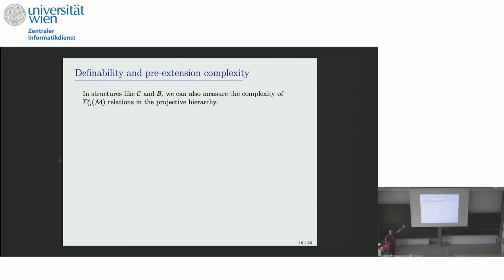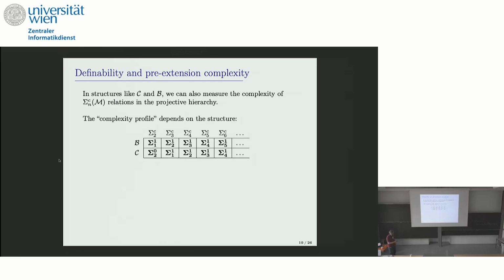You can also measure the complexity of definable sets in terms of the projective hierarchy. So here we have a complexity profile. For example, it's pretty easy to see that the sigma 2 computably definable sets in Baire space are the sigma 1 1 sets, but in Cantor space, it's the sigma 0 2 sets. Or that the sigma 5 is sigma 1 4 in Baire space, but sigma 1 3 in Cantor space. This, by the way, these are sharp. This is an if and only if, actually. These are exactly the sets that are definable in this way.